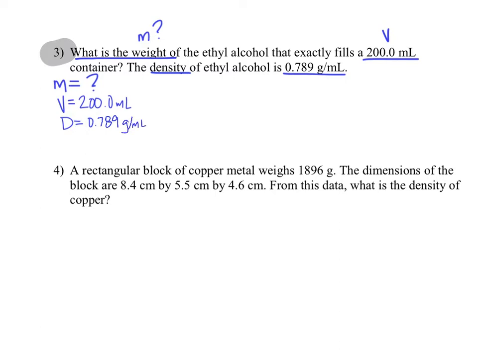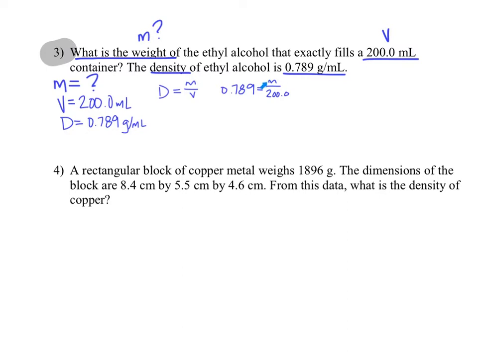Okay, now I'll set up my equation. Density equals mass divided by volume. And I'm going to plug in what I know. So this time I do know density, and my density is 0.789 equals, now the mass is unknown, but the volume is 200. Okay, so now it's a little bit different than up above. I'm solving for mass instead of density. So here there might be an additional step. So I want to get mass by itself.